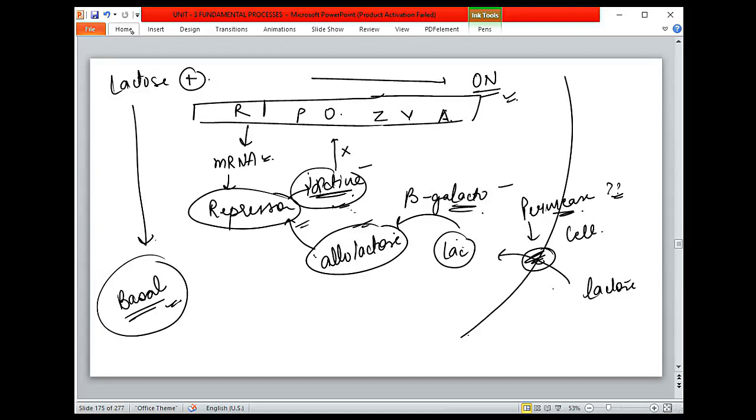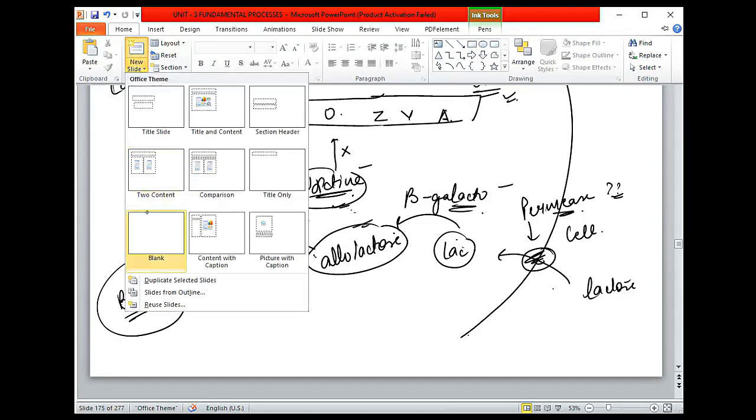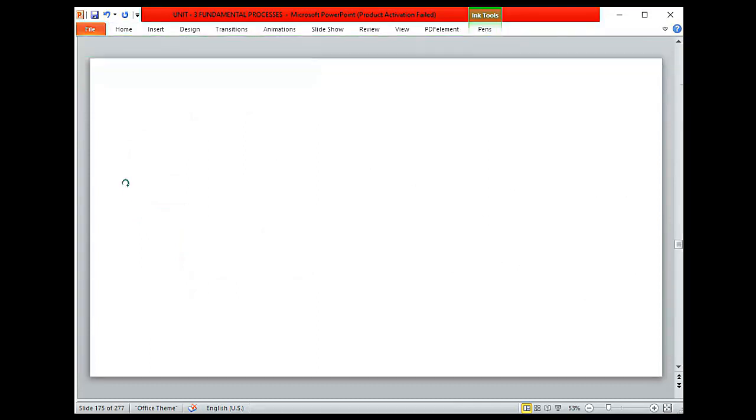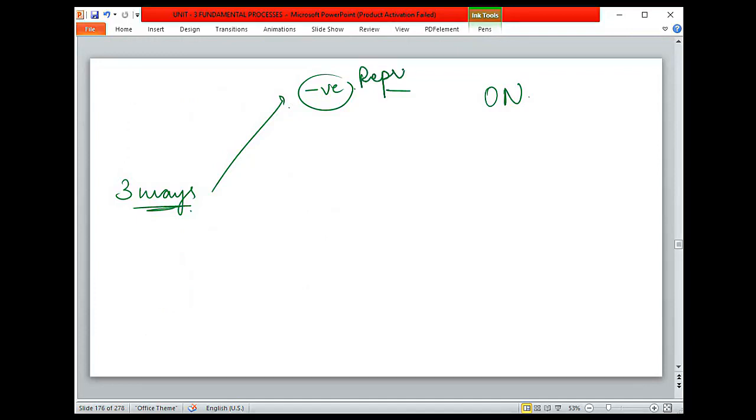So when you look into the transcription of your lac operon, there are three ways in which the transcription is getting done. First one is the negative, which is in the negatively repressed scenario. That means when you have your operon in the turned on situation. Okay, negative repressor, that means what? The repressor is getting inhibited. Second one is your basal. Third one is your positive repressor, that means when the repressor is in the off situation.